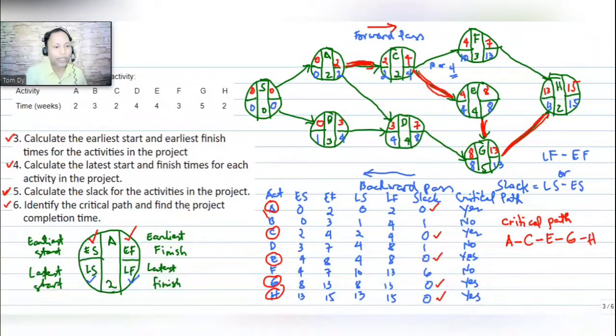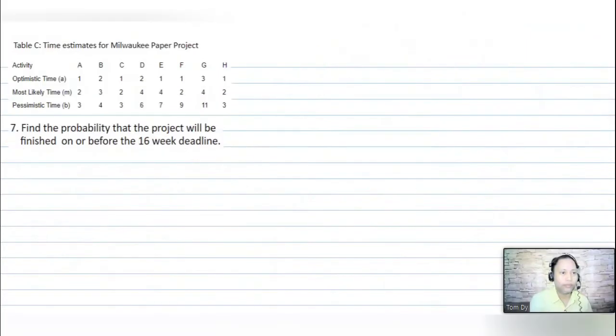And then this time, find the project completion time. Our project completion time is definitely this one, 15 weeks. Okay. The last value here will be our project completion time. Okay, so we have done with questions 1, 2, 3, 4, 5, and 6. This time we will proceed to the last question, number 7. Find the probability that the project will be finished on or before the 16-week deadline.